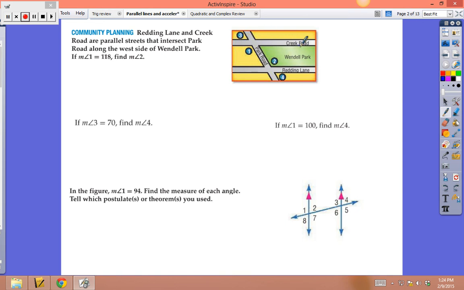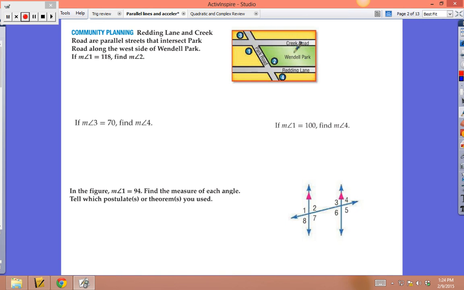Okay, from this diagram, these streets are parallel. If measure of angle 1 is 118 degrees, find the measure of angle 2. So if these lines are parallel, angle 1 and angle 2 are alternate interior angles and they're congruent. So measure of angle 2 must also be 118 degrees.